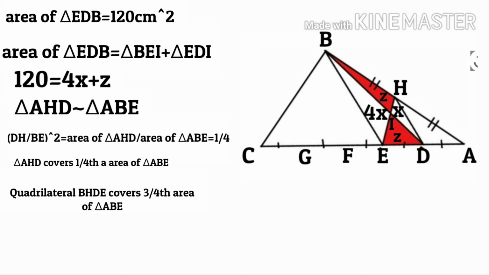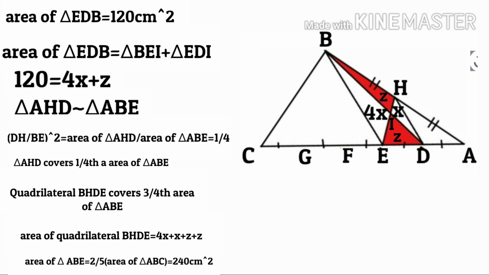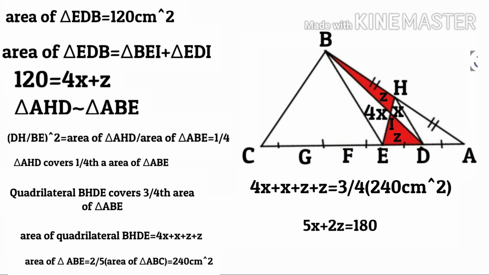Area of quadrilateral BHDE can be written as 4x plus x plus z plus z, which gives 3/4 of the area of triangle ABE. Now, area of triangle ABE is equal to 2/5 of the area of triangle ABC. Therefore, 5x plus 2z gives 3/4 of area of triangle ABE, which is 180 centimeter square.